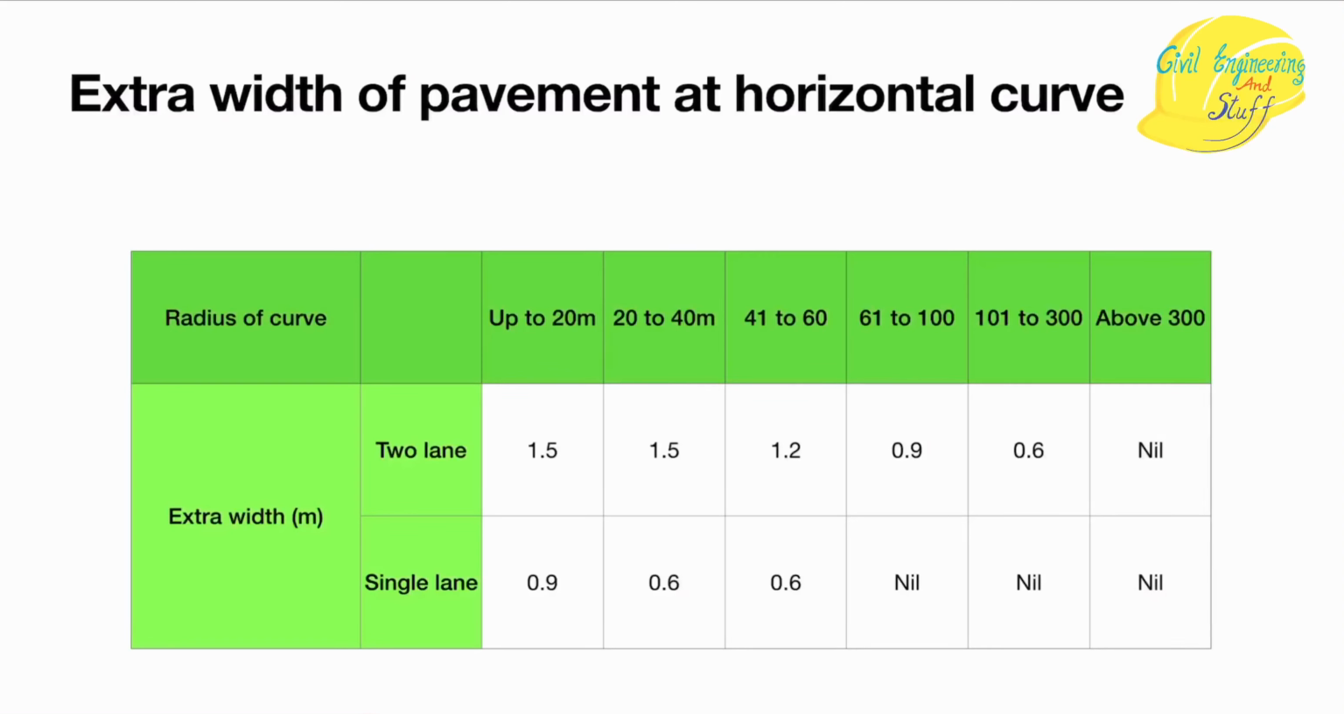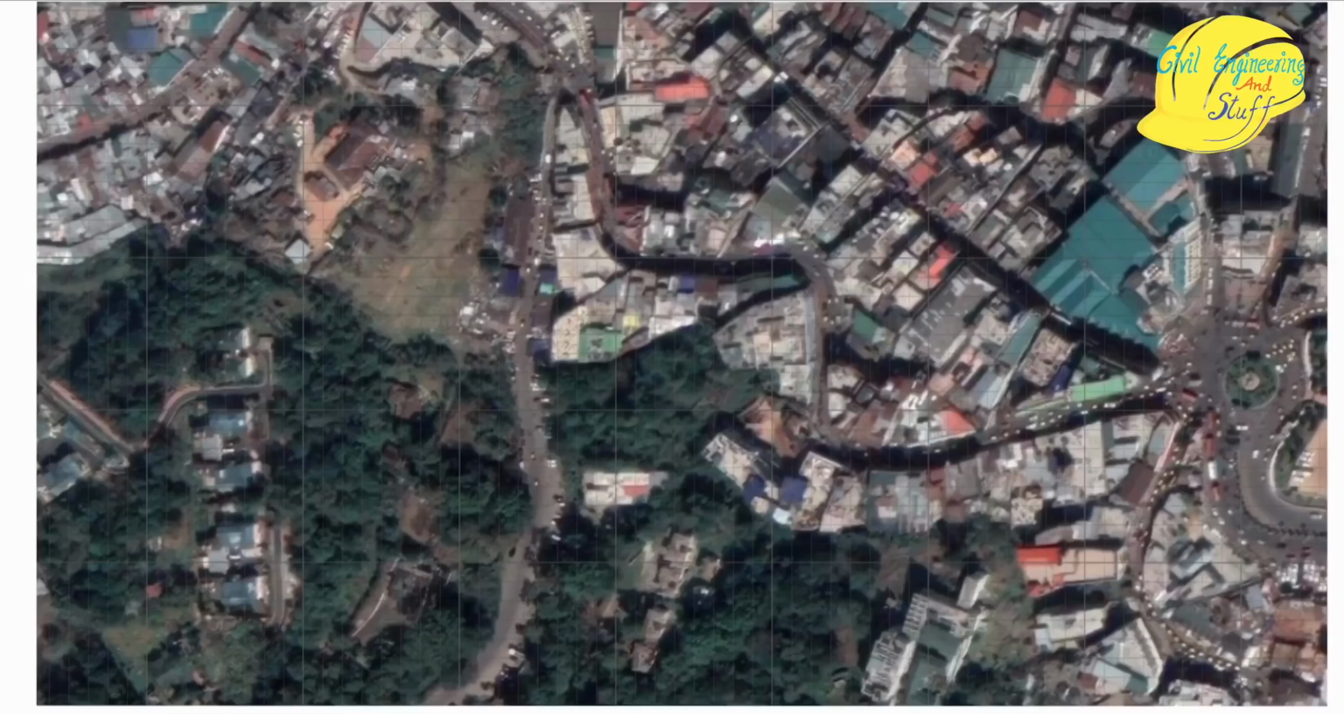Now it's up to the designer if we want to have an over-safe design of alignment of the horizontal curve, then it's up to their own conscious decision. But as per IRC there is no need for providing extra width when the radius of the curve is more than 300 meters. Then we have transition curve.